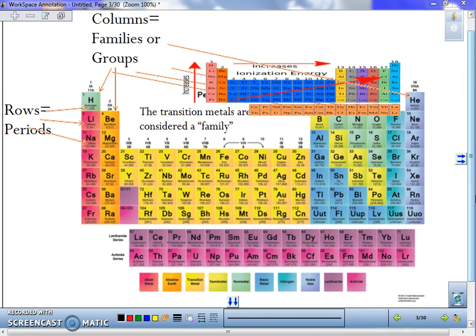So the periodic table is called the periodic table because the rows of the elements are called periods. The columns, or the vertical groups that you see across the periodic table, are referred to as families or groups, and they get the name families because the elements that are in the same column or the same group tend to share some of the same chemical and physical properties.